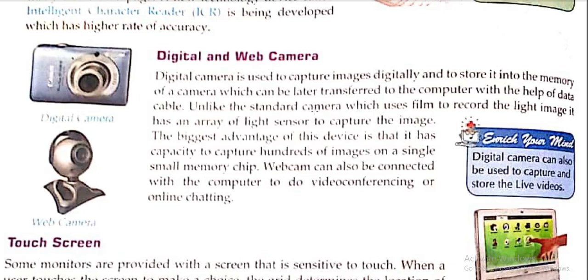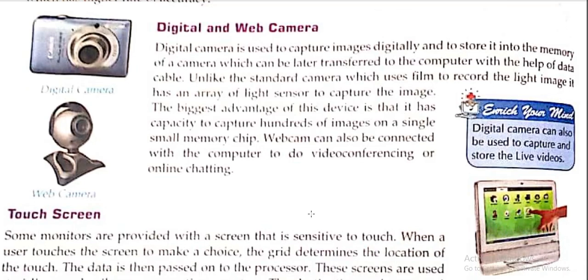Unlike the standard camera, which uses films to record the light images, it has an array of light sensors to capture the images. This is the feature of the digital camera, which stores our image in digital form, and we can transfer those images by data cable to the computer. The biggest advantage of this device is that it has the capacity to capture hundreds of images on a single small memory chip. So you can store a hundred pictures on a small memory chip. What is a webcam? Basically, this camera is installed on the desktops.